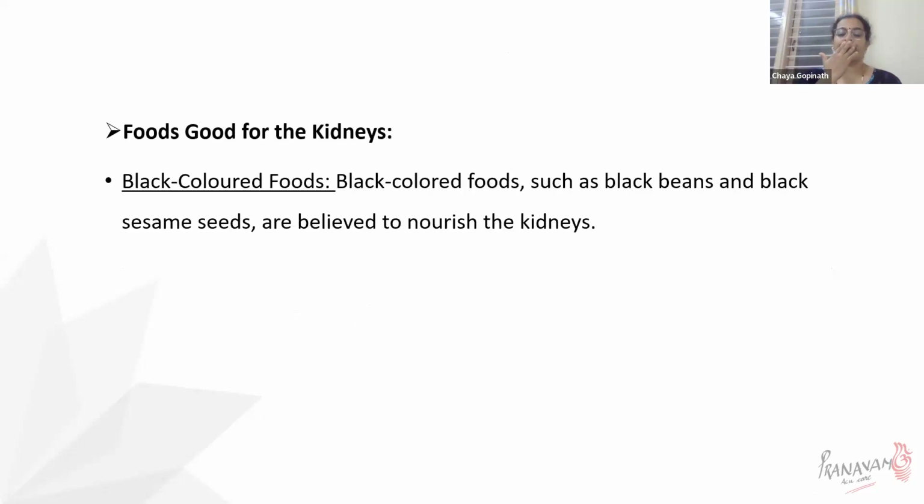Next, what foods are good for kidney? Black colored foods, any black or bluish colored foods, like your black beans, your rajmas, your black sesame seeds. If you're having polished seeds, it is not that good. If you're having original black sesame seeds, they are very good. If you are eating jamun fruit, blackberries, blueberries, black grapes, and dark colored leafy vegetables, they're all good for your kidney.